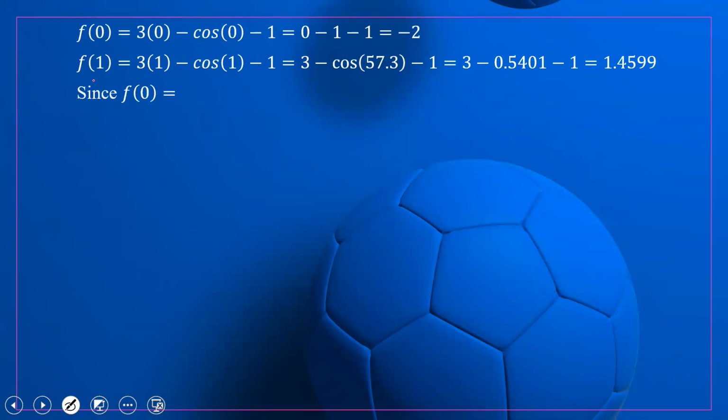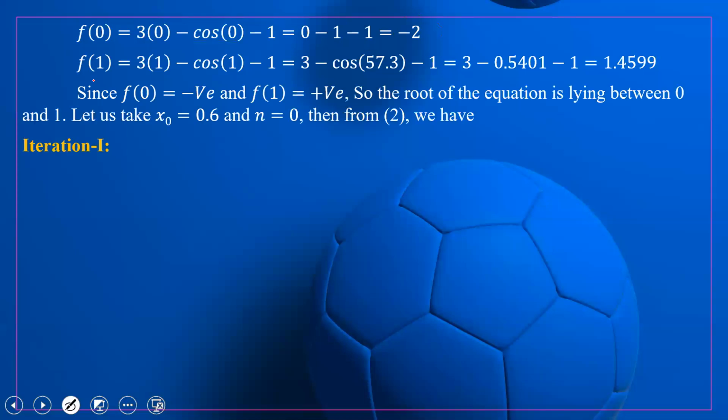So since f of 0 is negative and f of 1 is positive, the root of the equation is lying between 0 and 1. Now we have already told you that we can put any value: either we can put 0, or 1, or 0 plus 1 divided by 2, which is 0.5.